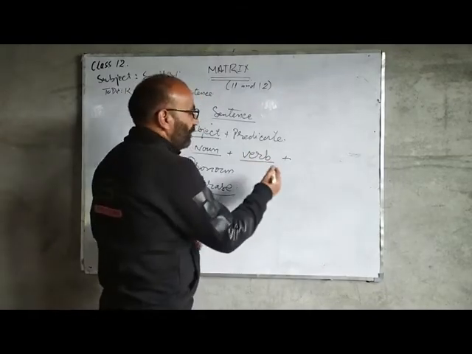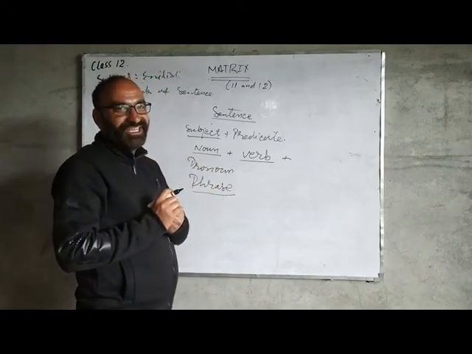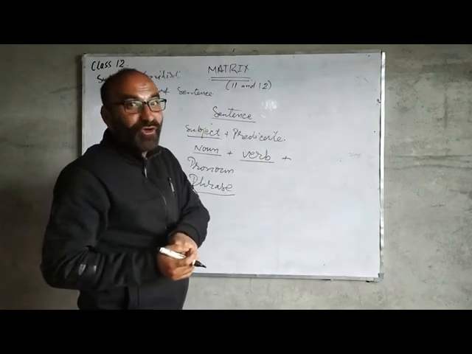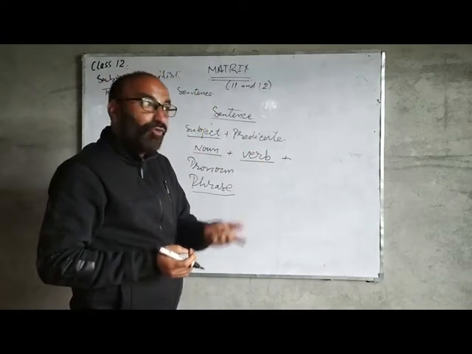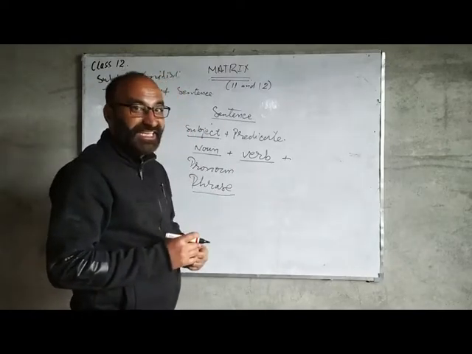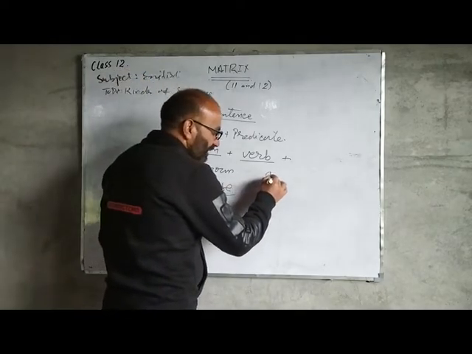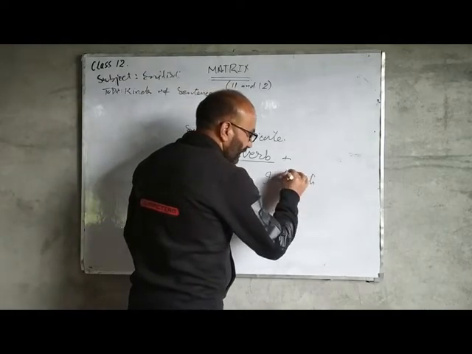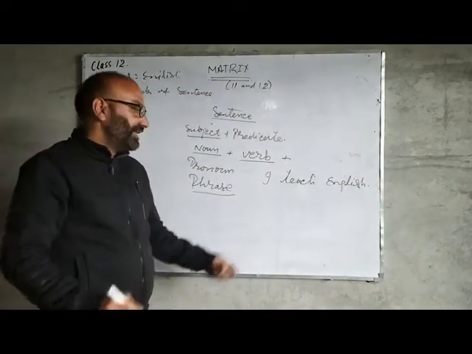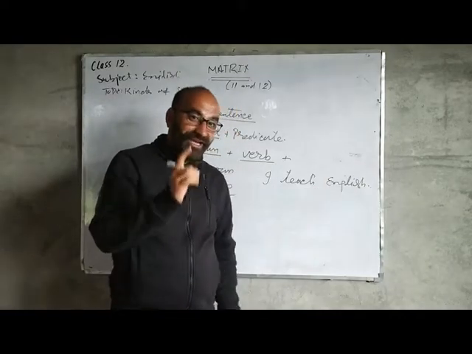I will now write some sentences to make you understand where the verb is followed by an object in the predicate, where it does not follow an object, and where it follows a complement. Look, I say, I teach English. This is the first sentence on the board for my dear learners: I teach English.